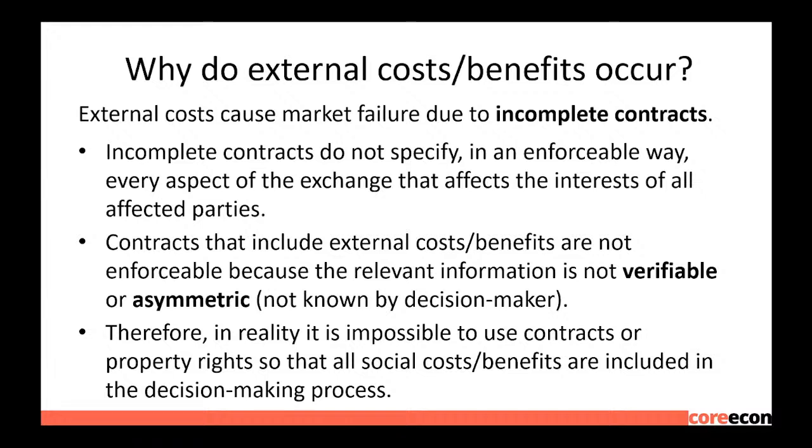The answer often lies in the incompleteness of contracts that can be written. We have already mentioned this. So these contracts may not specify in an enforceable, policeable way every aspect of that exchange that affects the interest of all affected parties. So oftentimes much is left to good practice and trust. Contracts that include external costs or benefits are not enforceable because the relevant information is actually not verifiable or asymmetric, not known by the decision maker. If you're the government and cannot know, for instance, all the costs, estimating the marginal social cost might be difficult. This means that in reality it is impossible to use this property rights-based approach to writing contracts and make sure that all contingencies are foreseen, including the social costs and benefits arising from our individual decision making.